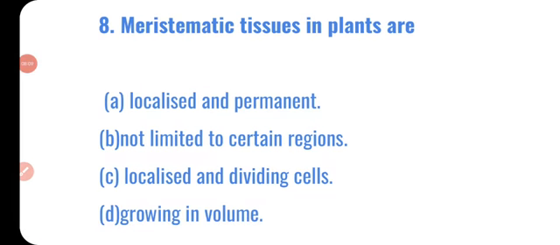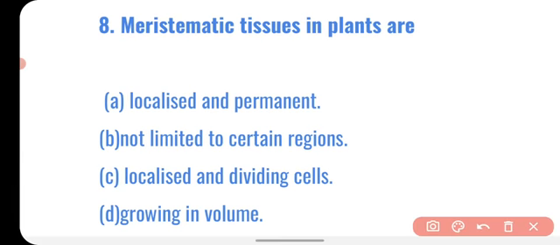Now question number 8. Meristematic tissues in plants are. So you know that in plants there are two kinds of tissues, meristematic and permanent tissues. Meristematic tissues are those tissues which are responsible for the growth of the plants. Meristematic tissues are localized and permanent. They are not limited to certain regions. Localized and dividing cells growing in volume. So meristematic tissues are localized and dividing cells. They are located at certain places. Means they have the capacity of cell division.